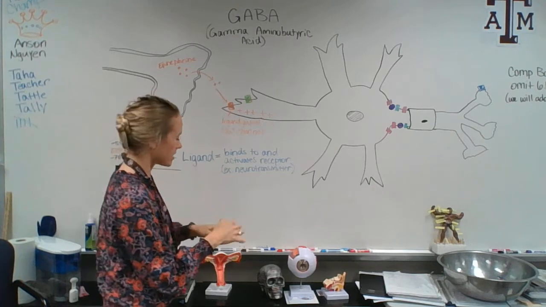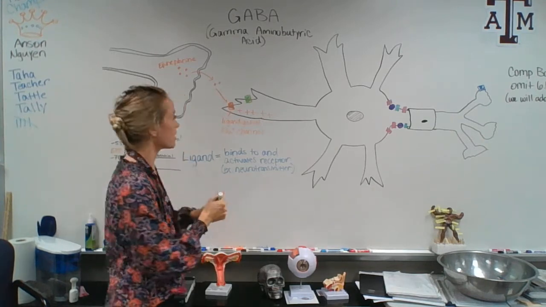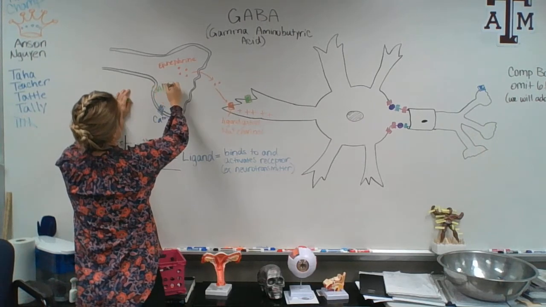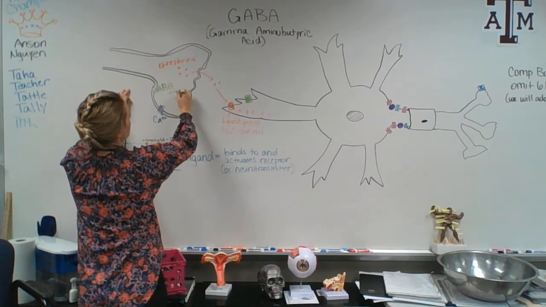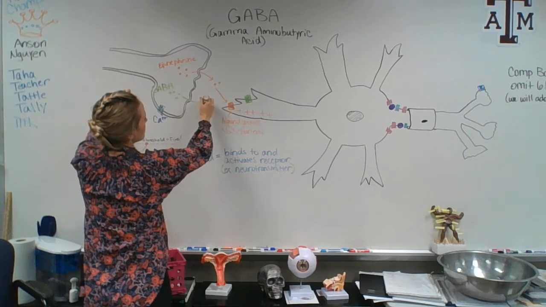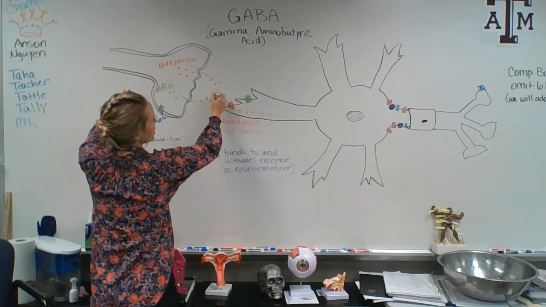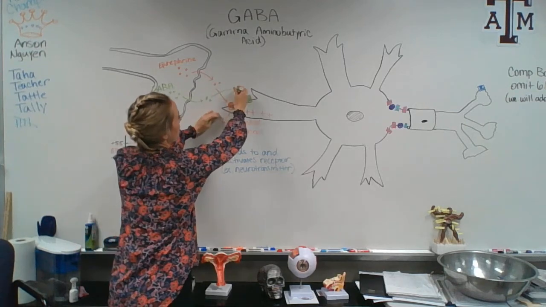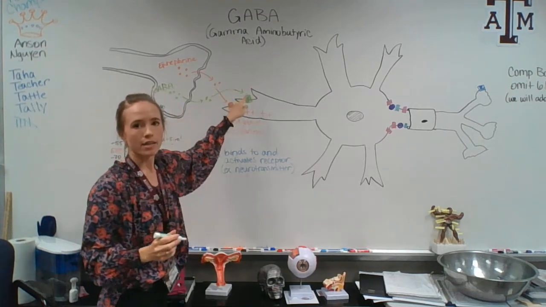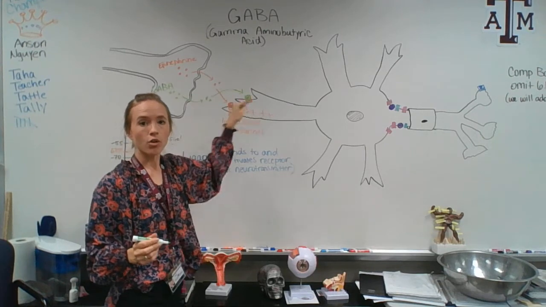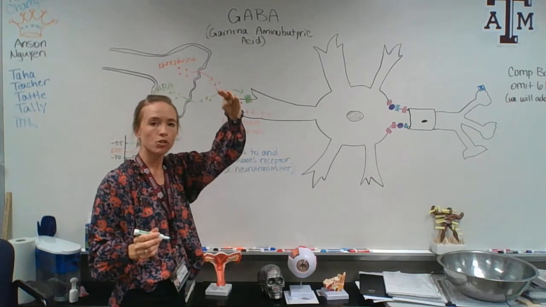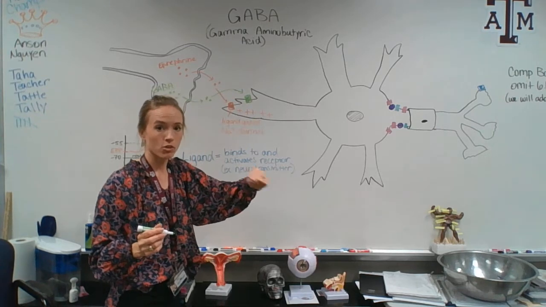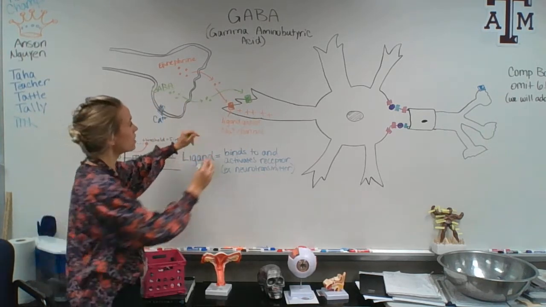GABA is an inhibitory neurotransmitter. So you have GABA in the presynaptic cell. And when that gets released, it's going to come over here. I crisscrossed them a little bit, ignore that. And it binds to a ligand-gated chloride channel. Chloride has a negative charge, so it's going to make that membrane more negative. So it's going to be harder to reach threshold.